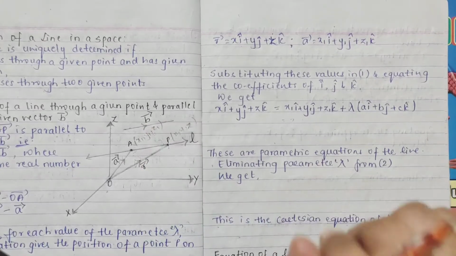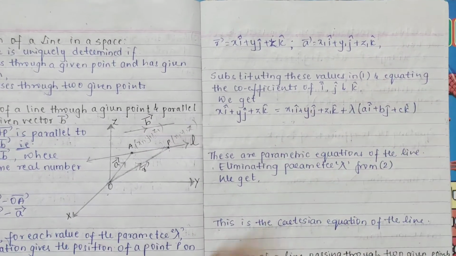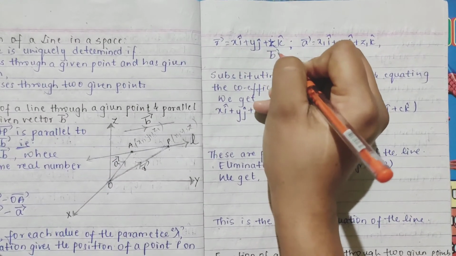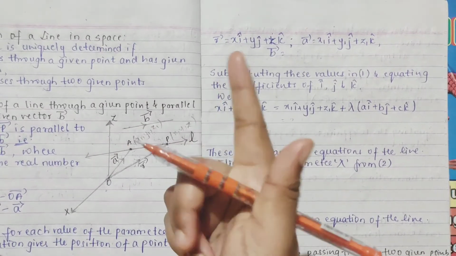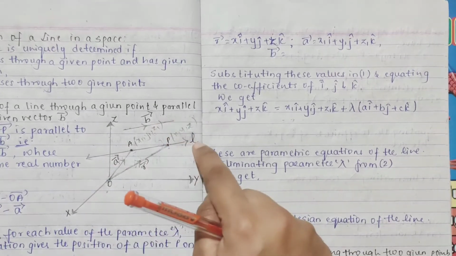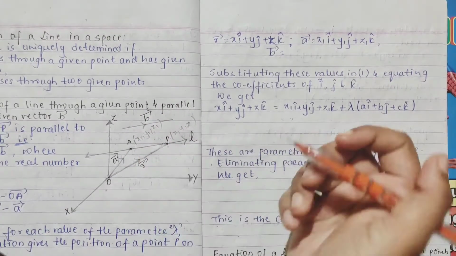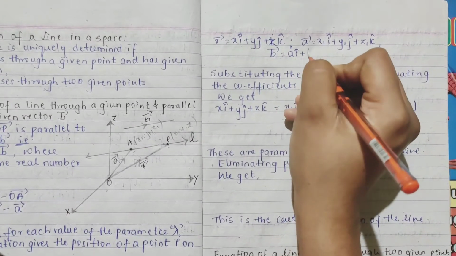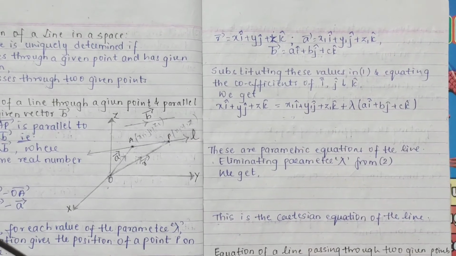Now, even vector B we need. Let me write vector B. We know the direction ratios are a, b, c, and this line is parallel to vector B. So a, b, c will also be the direction ratios for vector B. So this also will be written as a i cap plus b j cap plus c k cap.